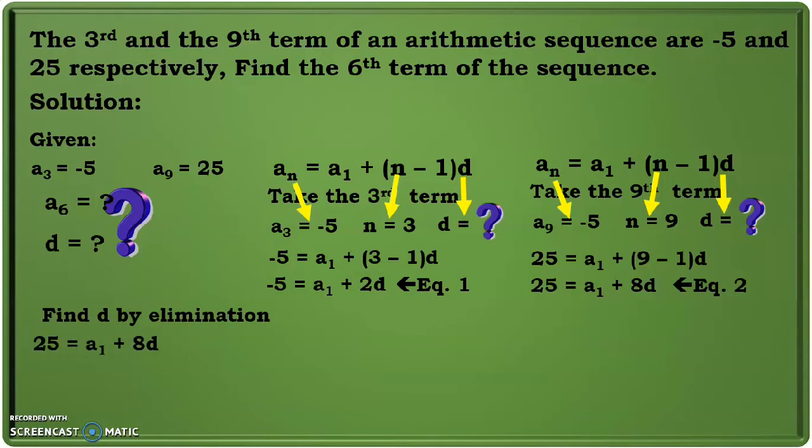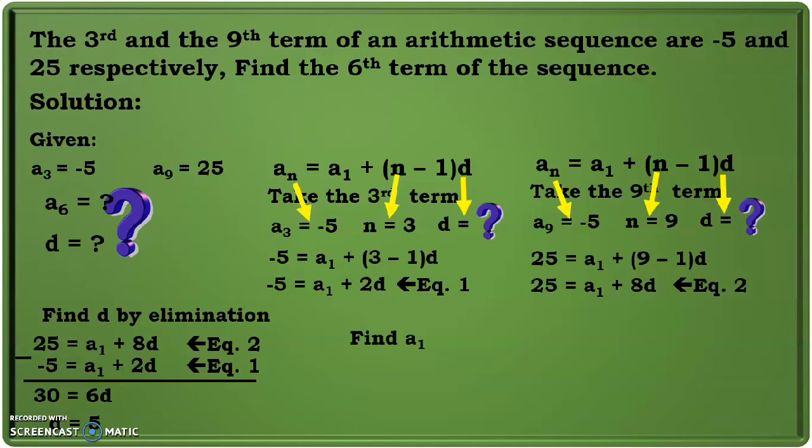25 is equal to a sub 1 plus 8d, and negative 5 equals a sub 1 plus 2d. Okay, this time, let us subtract the two equations to eliminate a sub 1. And that is equal to 25 minus negative 5 equals 30. Cancel a sub 1. And 8d minus 2d is equal to 6d. And divide both sides by 6. Therefore, D is equal to 5.